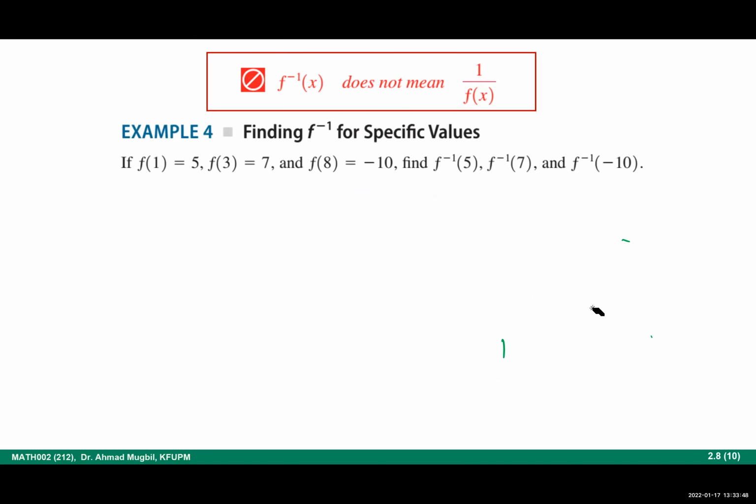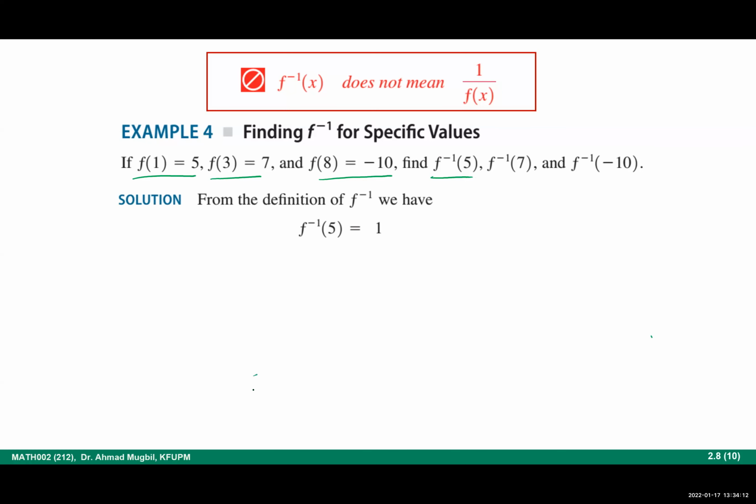What else now? How to find the values of the inverse, if you know the values of the function. You have here f at 1 is 5, at 3 is 7, at 8 is -10. Now the question is, what is f inverse at 5? Why is f inverse of 5 equal to 1? How to justify your answer? Because, remember the definition, ya shabab. F inverse of y equals x if and only if what?